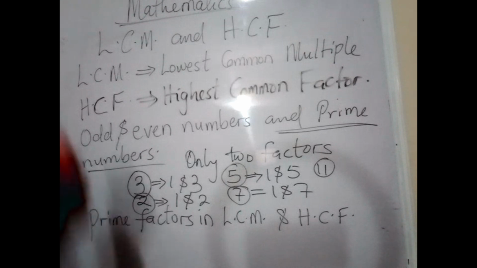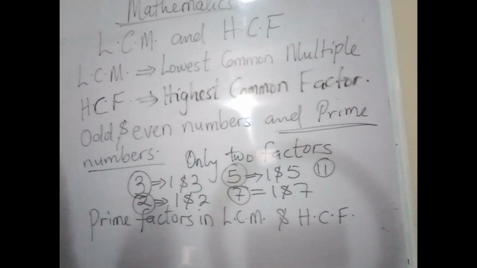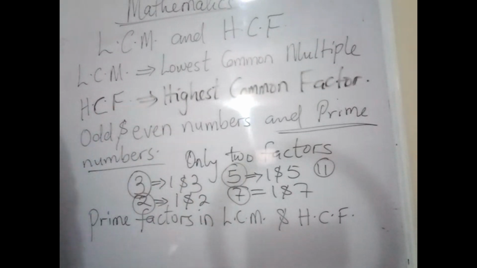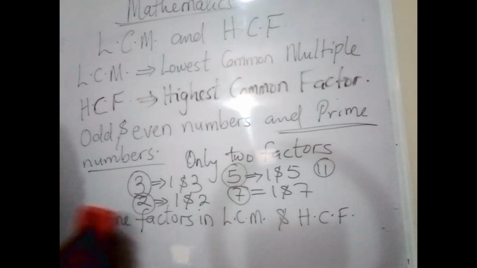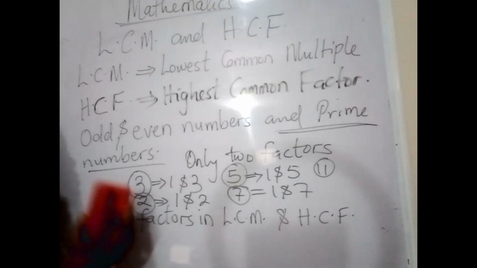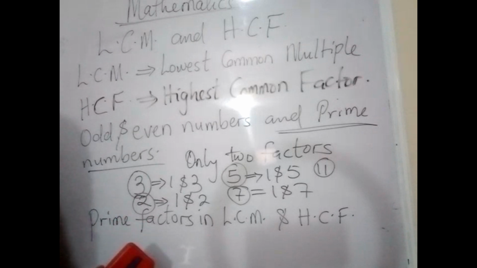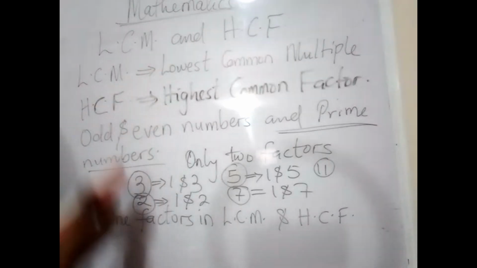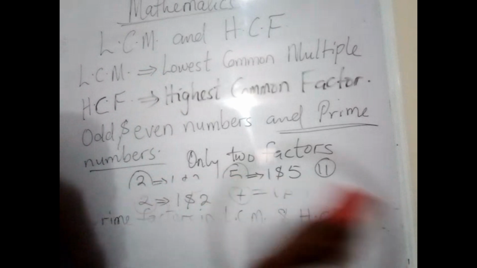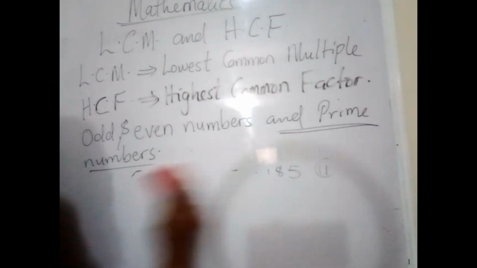Now, when we want to look at LCM, lowest common multiple, and HCF, highest common factor, we definitely will make use of prime numbers, which in this case we'll be referring to as prime factors because they are trying to divide some numbers. We use them to find our lowest common multiple, LCM, or our highest common factor, HCF. We're going to find out how that plays out.